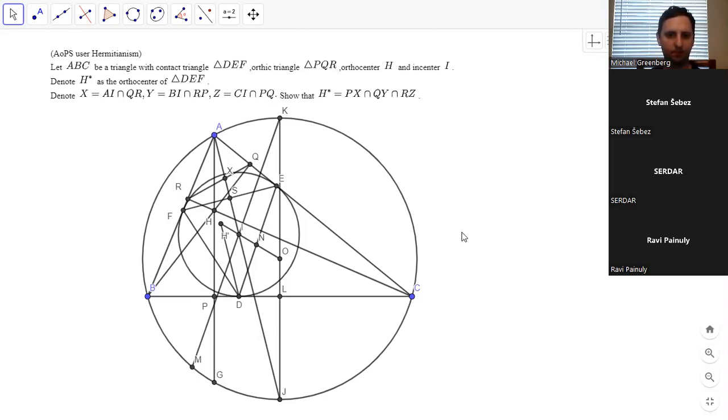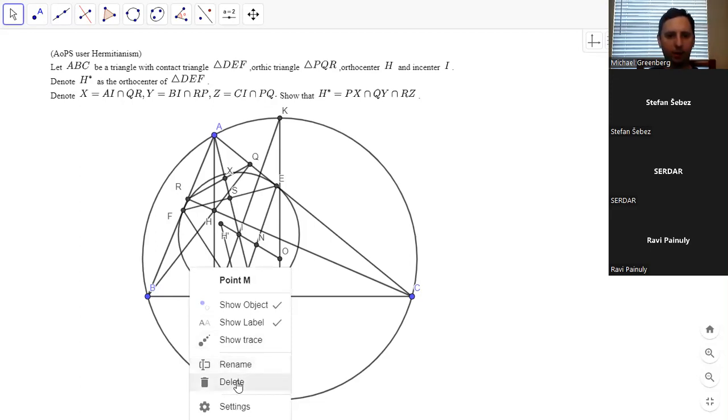Can you delete the stuff about the mixed linear point? Okay. So just delete point M. M and K.